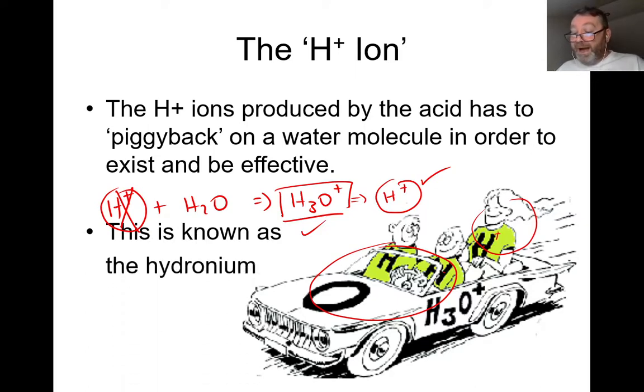This is known as the hydronium ion. H3O+ is the hydronium ion. What is it? It's a proton being carried on the back of a water molecule, and it only happens as soon as you add the acid to the water. The acid produces H+, the H+ sticks on the back of a water molecule and floats around as H3O+, but in essence is acting as if it was a single bare proton, which we call H+.